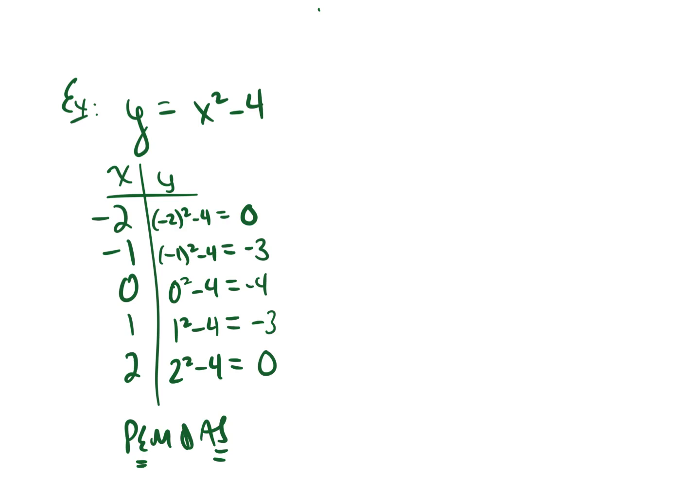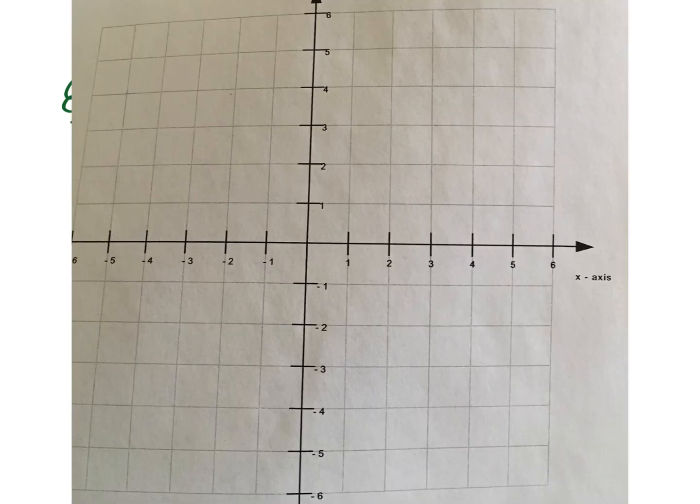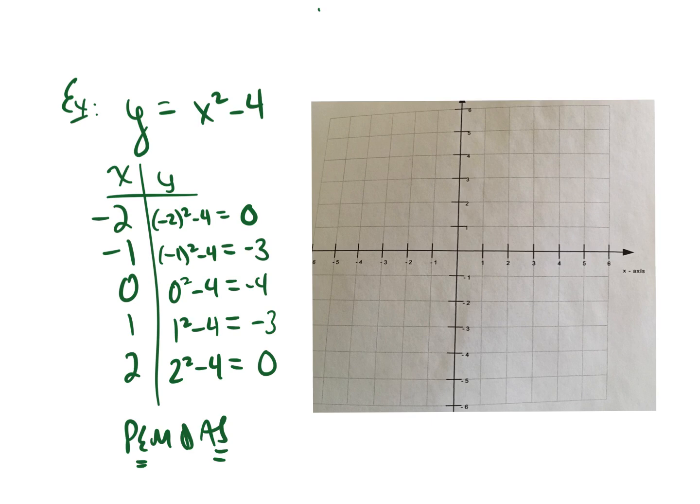All right, and so when we take those ordered pairs, our x's and y's, and we graph those, and I'm just going to be taking a photo here of a piece of graph paper and shrink it down a little bit. There we go. Then the points we end up with are left 2, 0, left 1, down 3, stay in the middle, go down 4, right 1, down 3, and then right 2, and then don't go up or down.